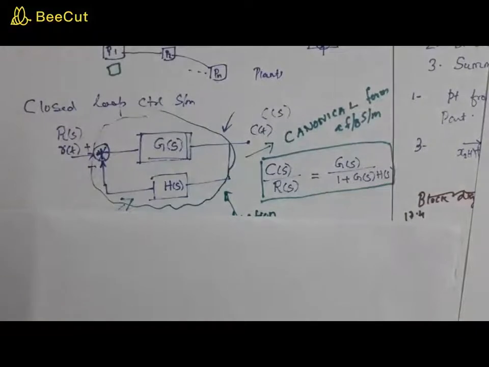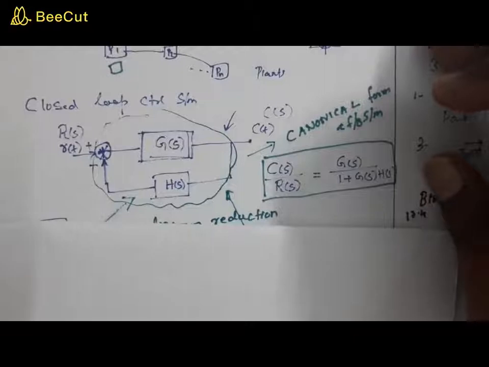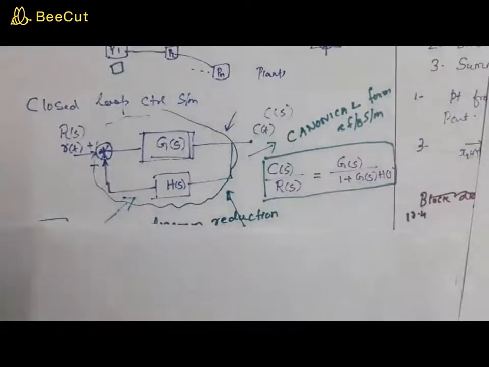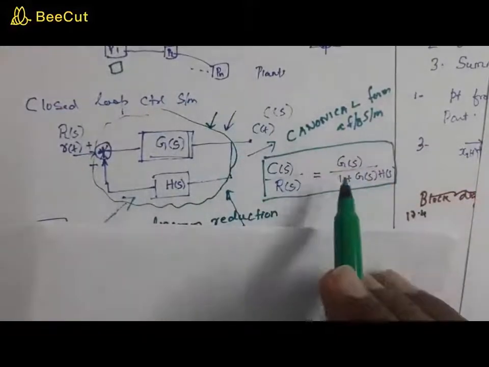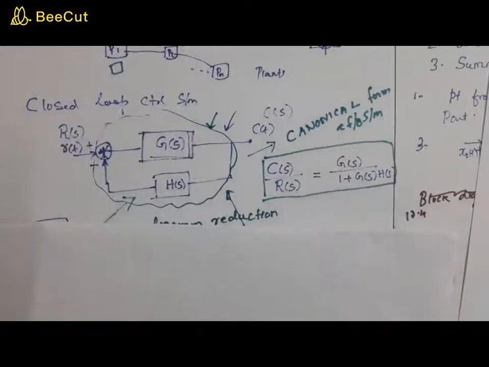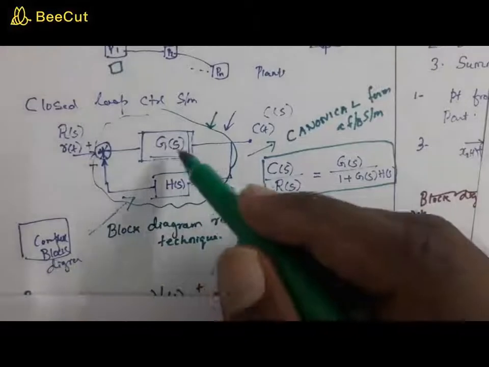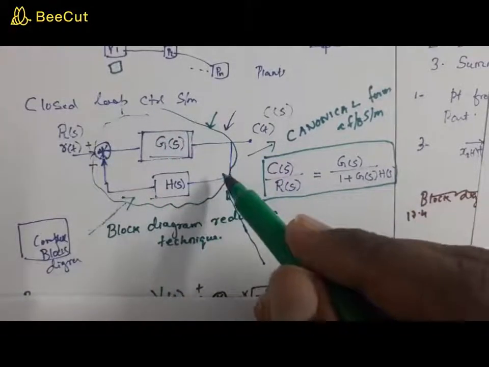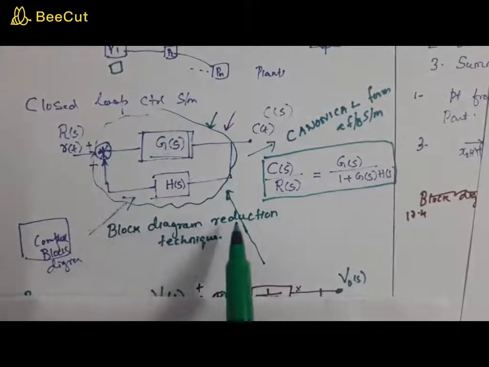For the meantime you don't have to worry about the means. By some means, if you can convert this huge block diagram into this block diagram, you can find out the transfer function by using this equation. So this technique of bringing a complex diagram into a simple or canonical form of feedback system is what is called the block diagram reduction technique.